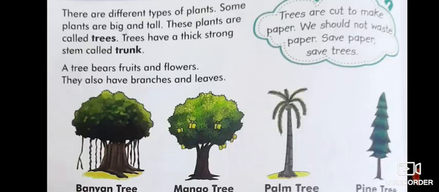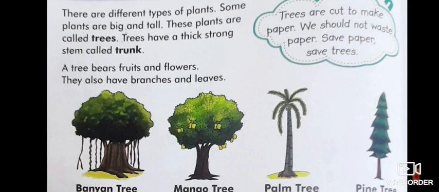First, let's read about trees. So let's start. There are different types of plants. Some plants are big and tall. These plants are called trees. So the big tall plants are trees. All right, children, you must have seen big and tall plants in the school playground also, right? So they all are trees. Like for example, mango tree, palm tree, etc.